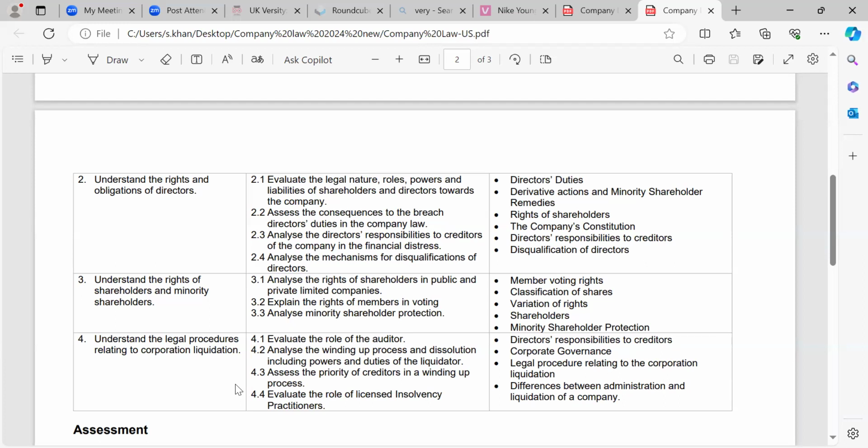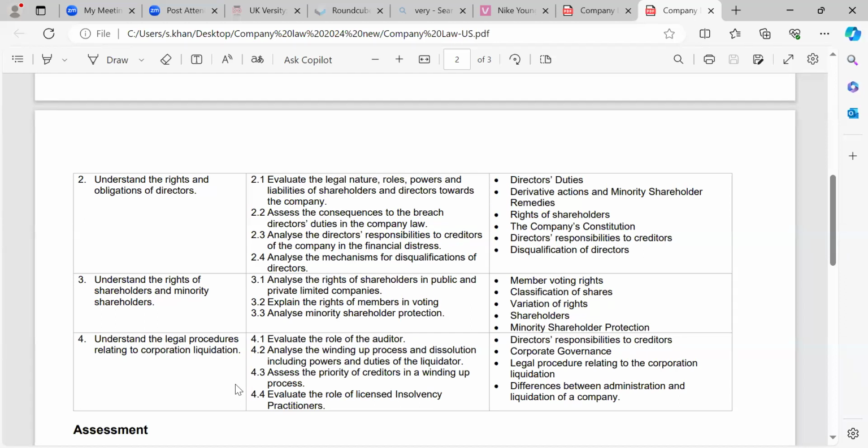We then went on to 2.2, which is to assess the consequences of the breach of directors' duties in company law. So we looked at legal consequences for directors, so personal liability. Directors who breach their duties may be held liable for any losses incurred by the company or its stakeholders. We also looked at fiduciary duty breach. So breaching fiduciary duties such as duty of loyalty, care, and good faith can result in legal action against directors for breach of trust or their fiduciary duty.